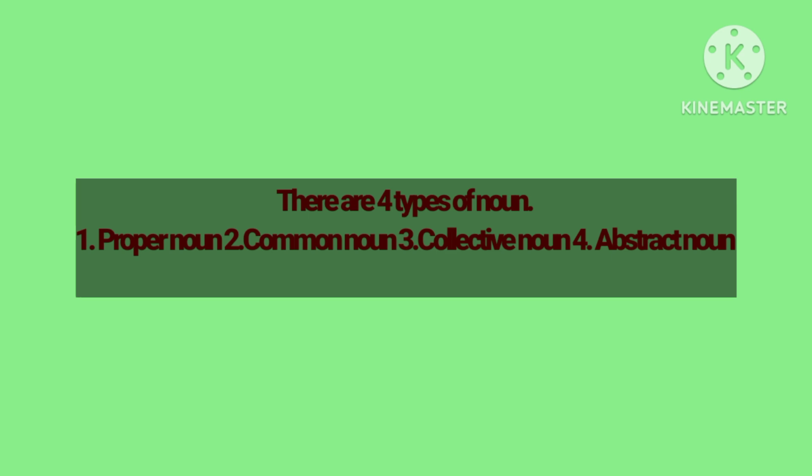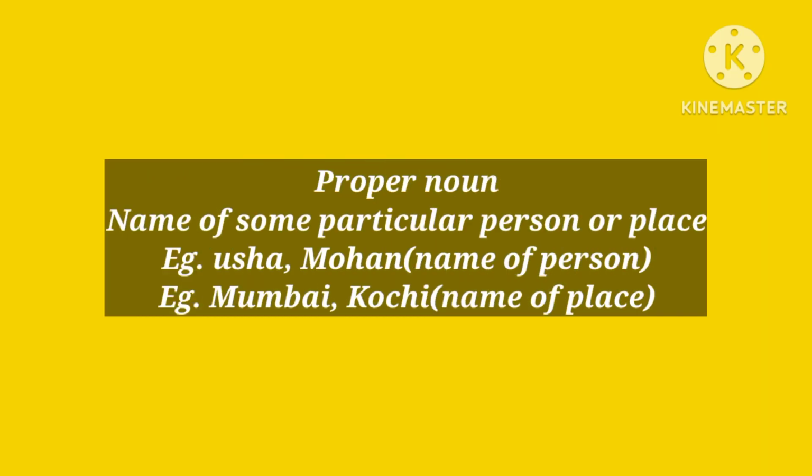Noun is the name of person, place, or things. Example: Ram, Mumbai, table. There are 4 types of noun: proper noun, common noun, collective noun, and abstract noun.